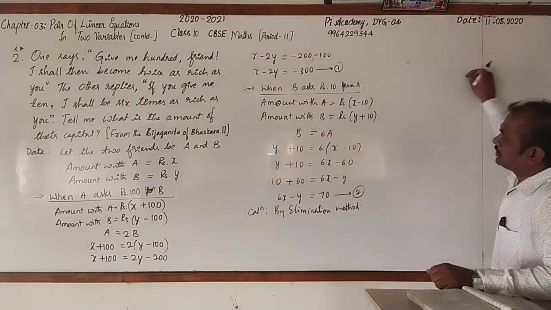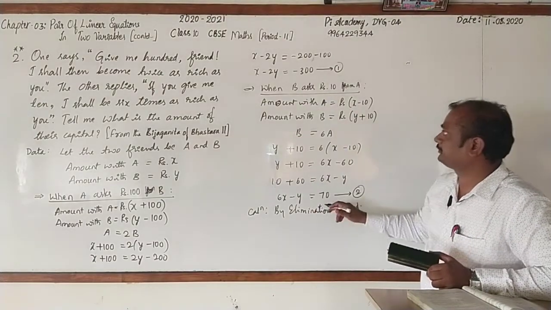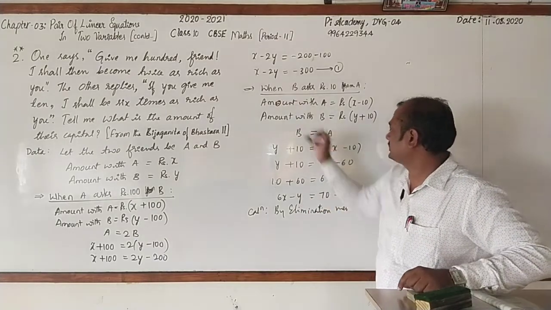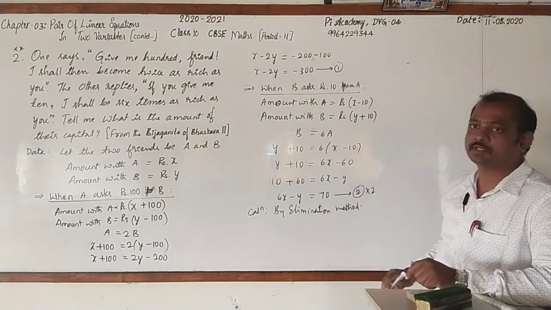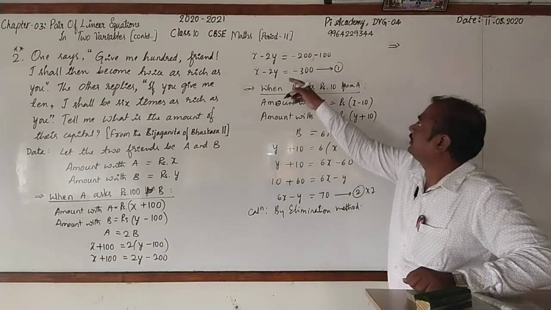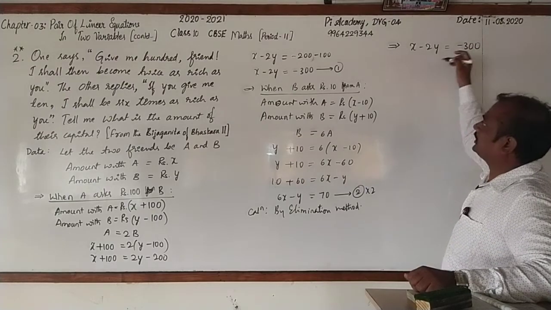Now, let us solve these by the elimination method. Let's go for equalizing the coefficient of y. Here 2 is there, hence I am multiplying the second equation by 2. The first equation is x minus 2y is equal to minus 300.